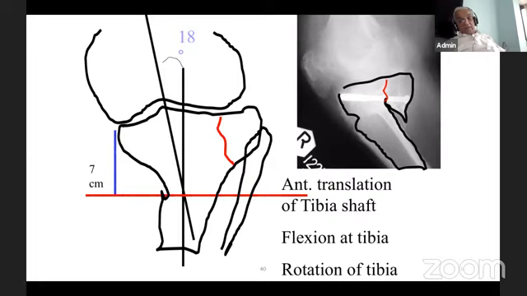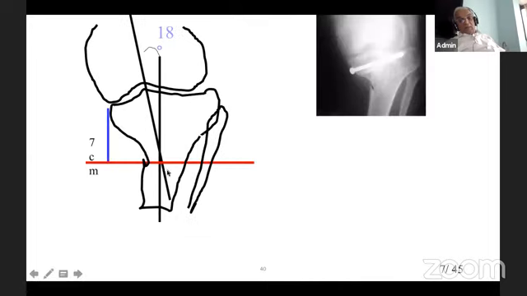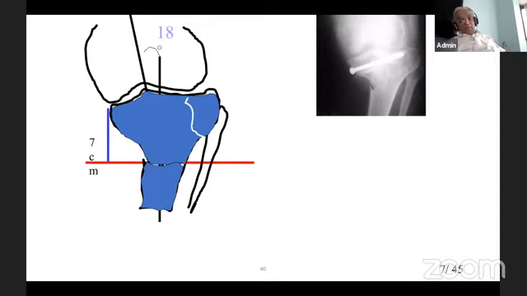So this is what is done. And now we are ready with the planning. At the 7 centimeter, we'll do the osteotomy to correct the varus. We will do the intra-articular osteotomy to correct it. And posteriorly also we'll have to correct it. So here it is.